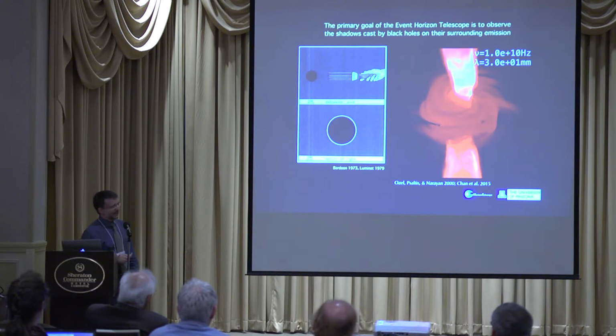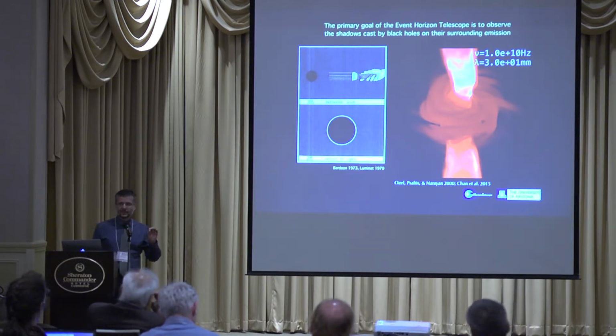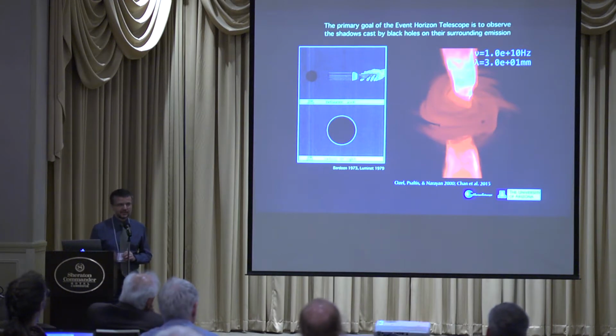And the primary goal of the Event Horizon Telescope is to take pictures with a horizon scale resolution of the inner accretion flows around them. There's an incredible amount of science that the EHT will do, which, as I said, I'm not going to talk about in this talk. And I just want to focus on the pure gravitational effect, which is measure the properties of the shadows that the black holes are going to cast on the surrounding emission.